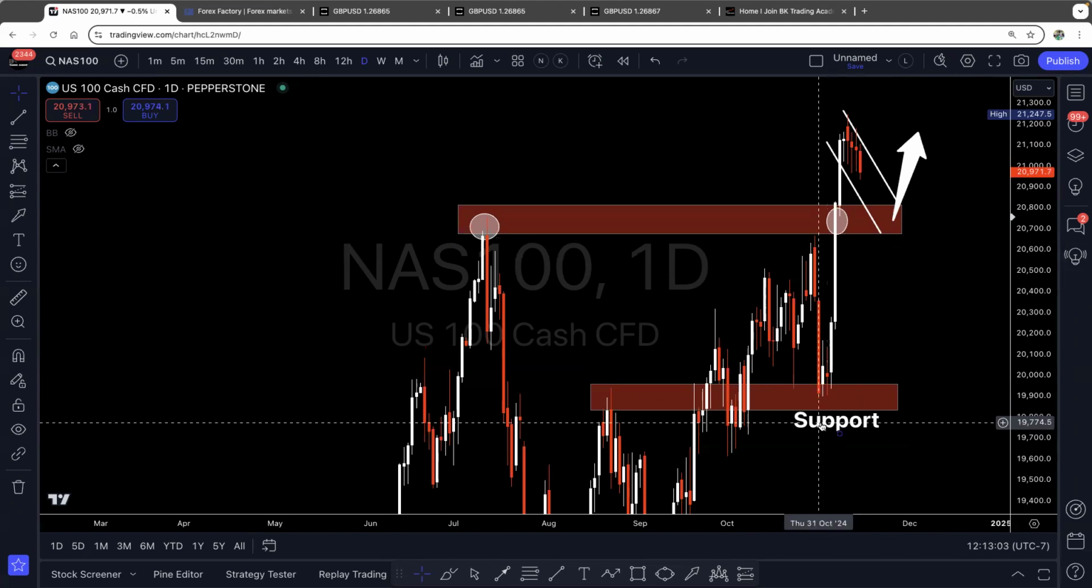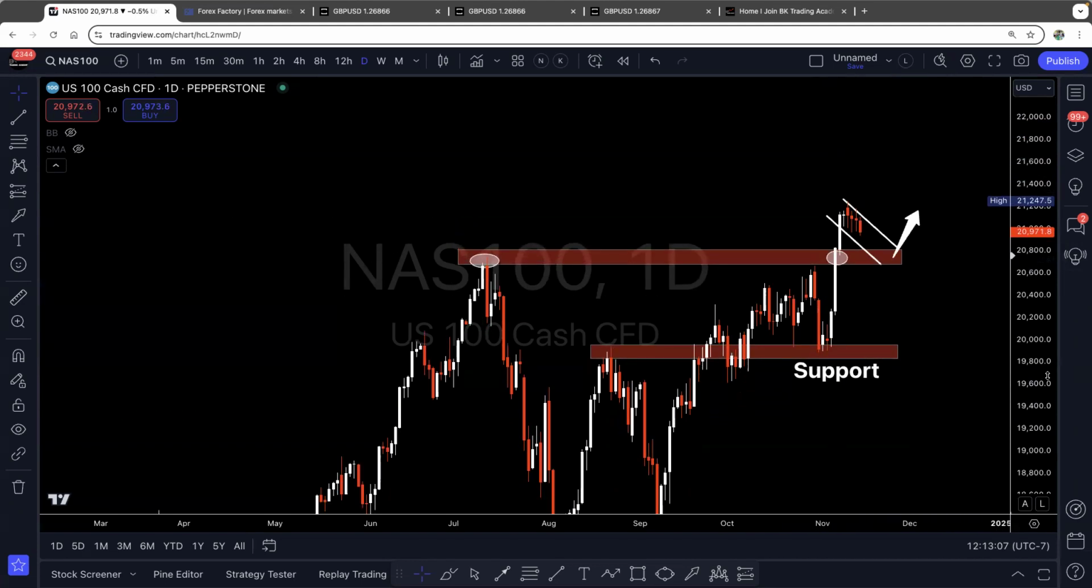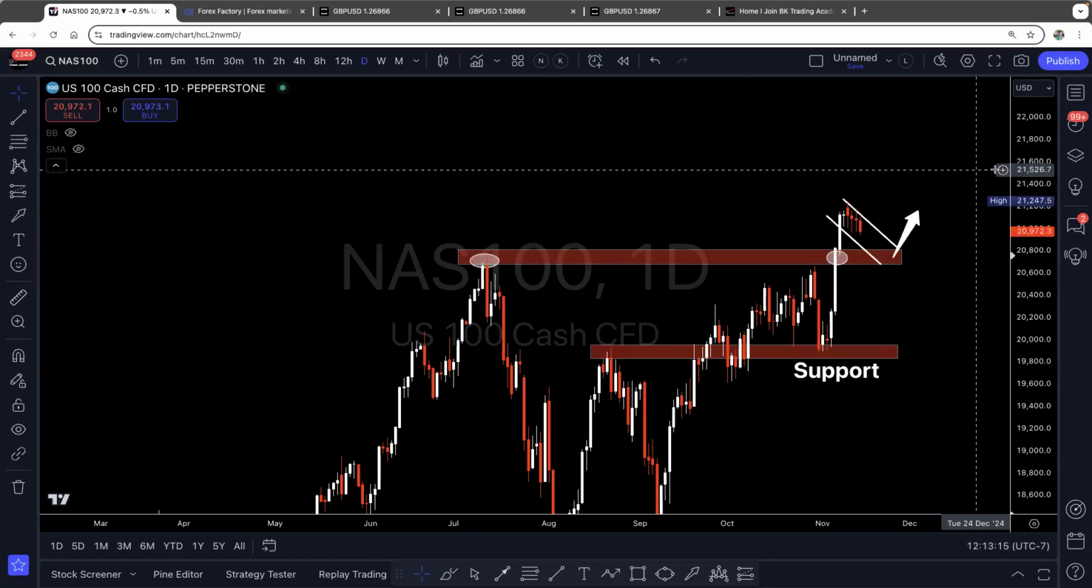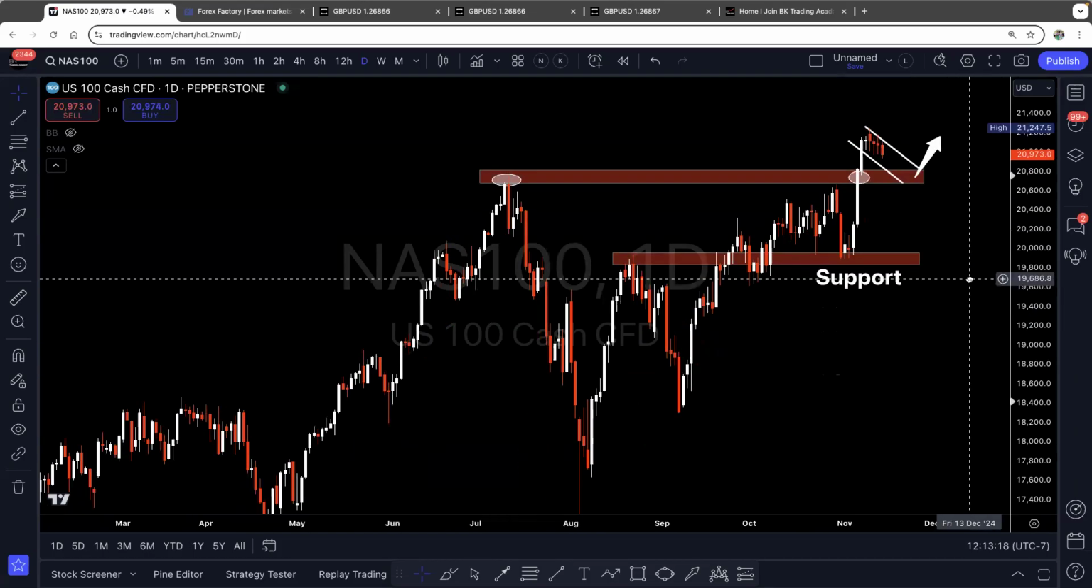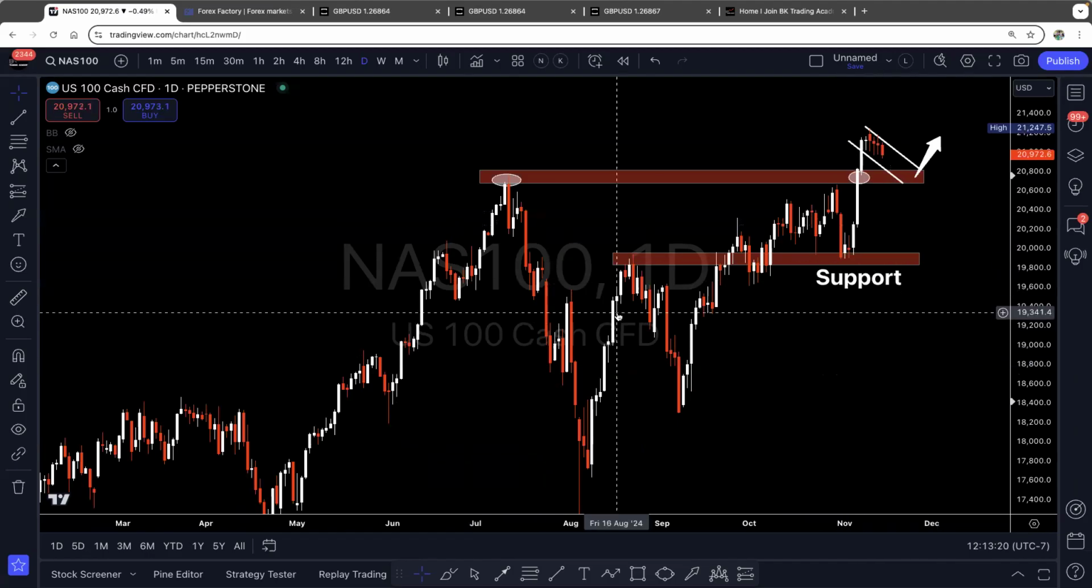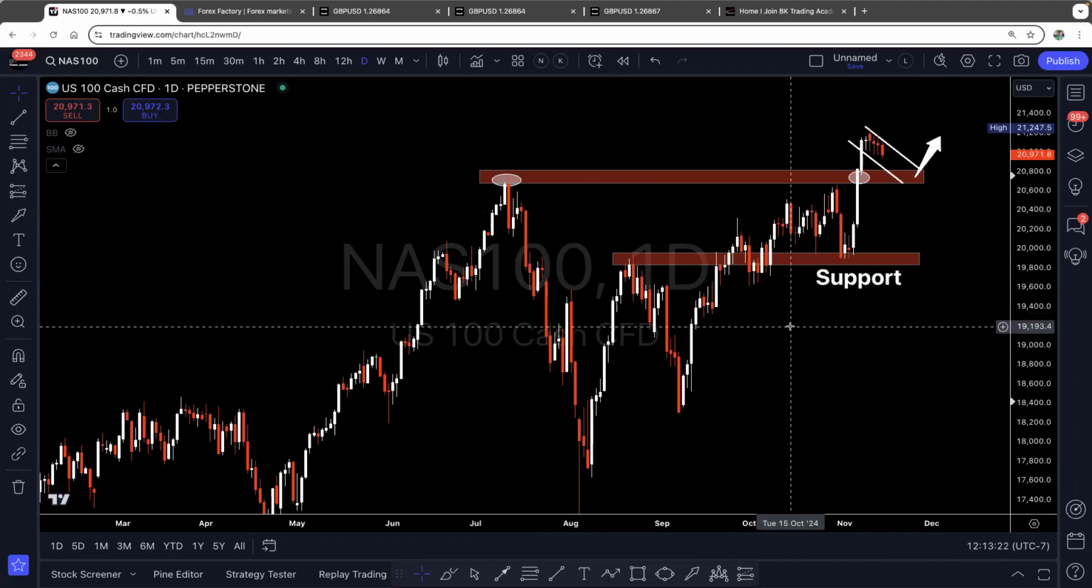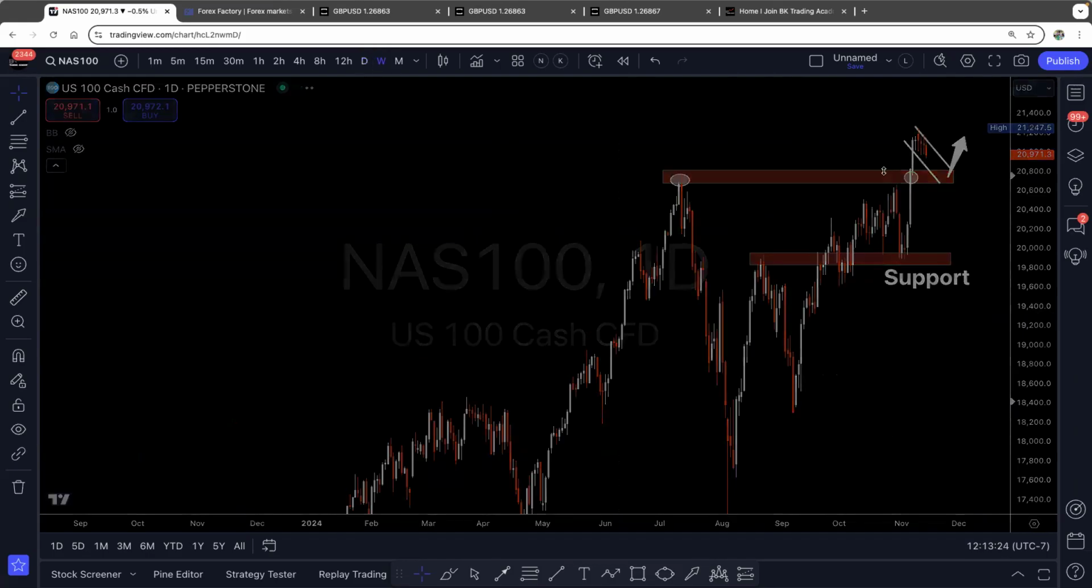All right, Nas 100, top 100 companies. Remember, Fortune 100 companies, Fortune 500 companies are companies that I like to invest in and only buy. Nas is a reflection of those companies. All right, the top 100 companies in the United States. And as I scroll out, go to the weekly time frame.